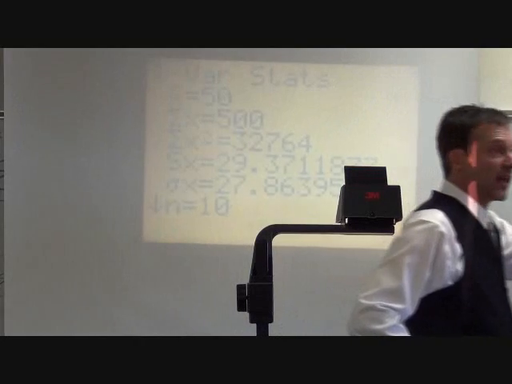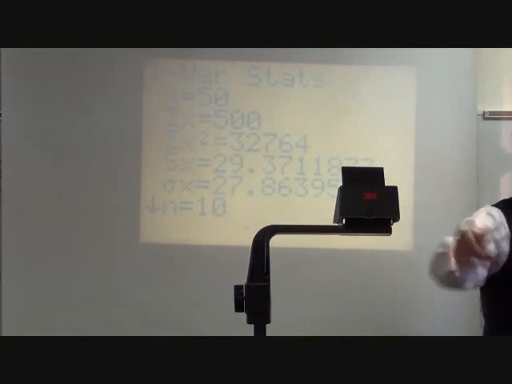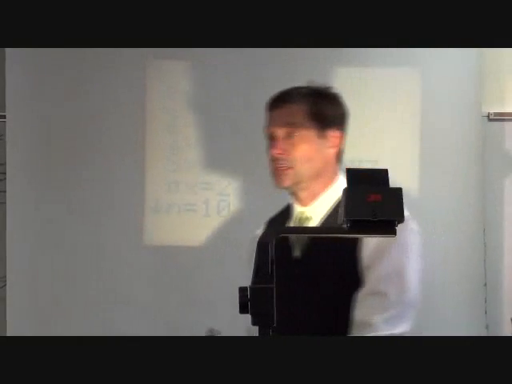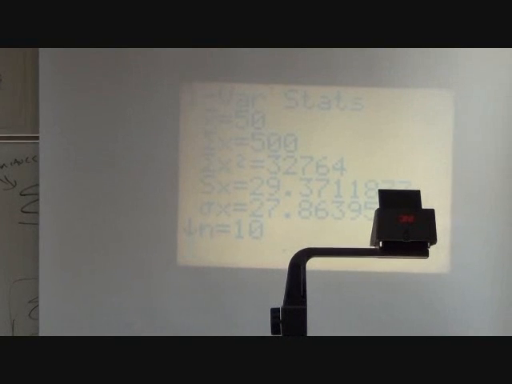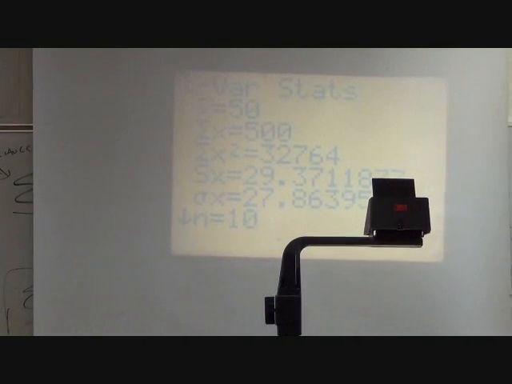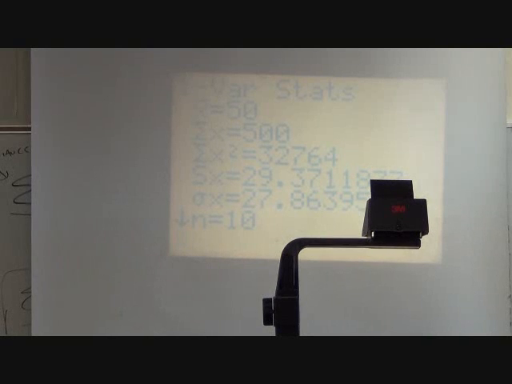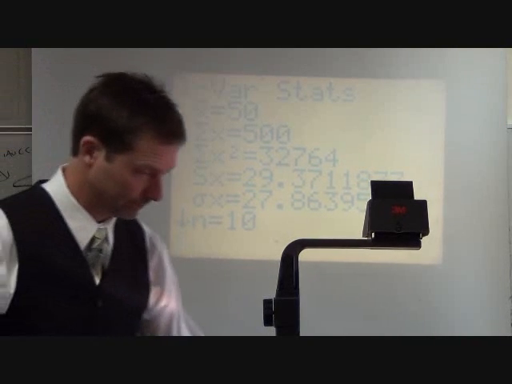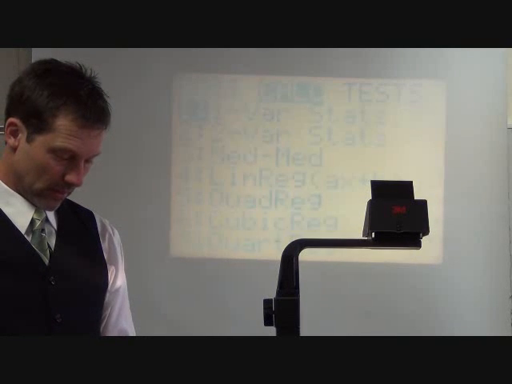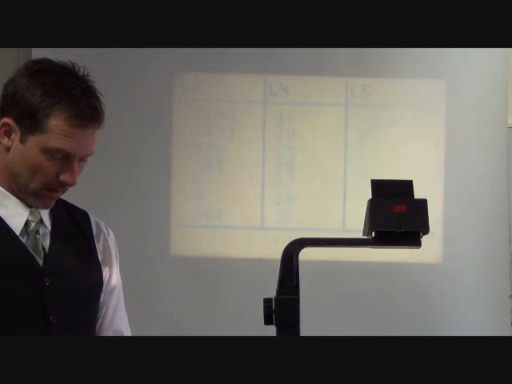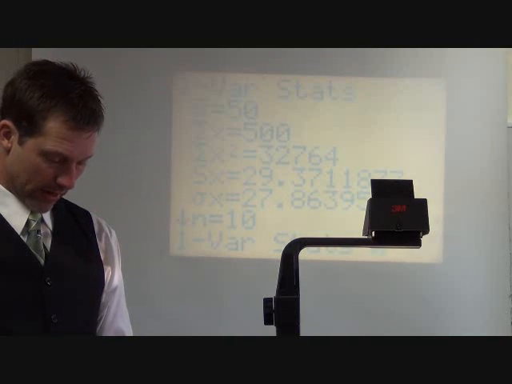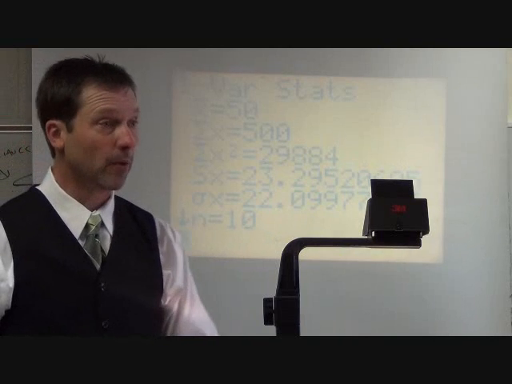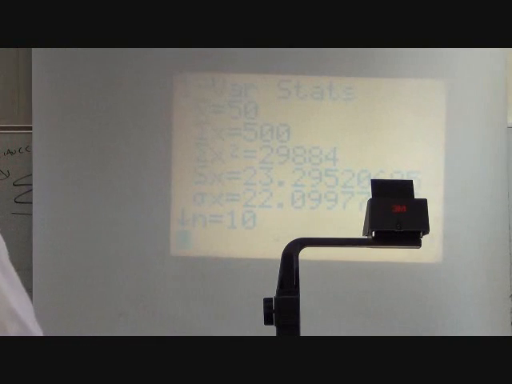Go prove your case. You guys had a prediction for your second data set. Go use your 1var stat on that data set and see if your prediction was correct. Does the standard deviation go up from 29, or does it come down like you predicted? Mine are in L6. So I go stat, calculate on L6. 23.3. Was your prediction correct? You predicted the other way?